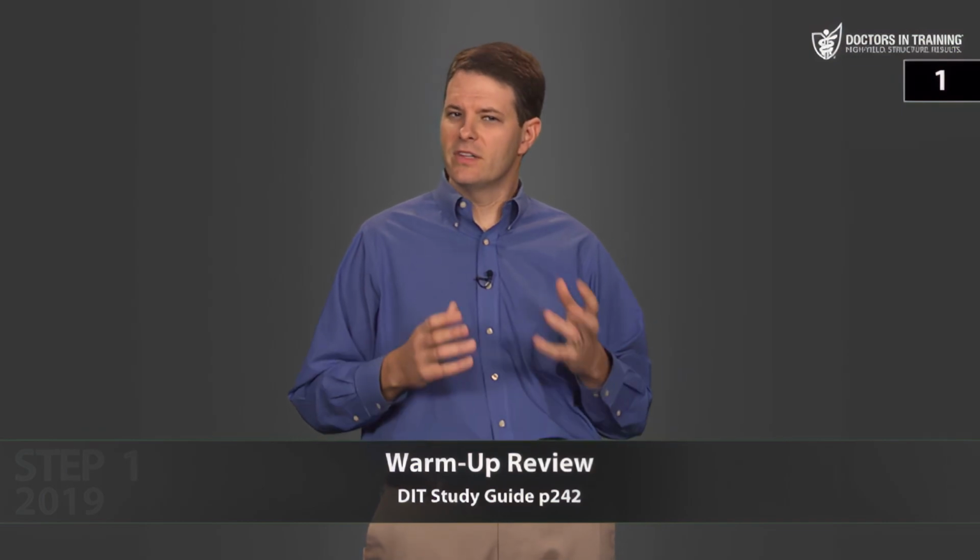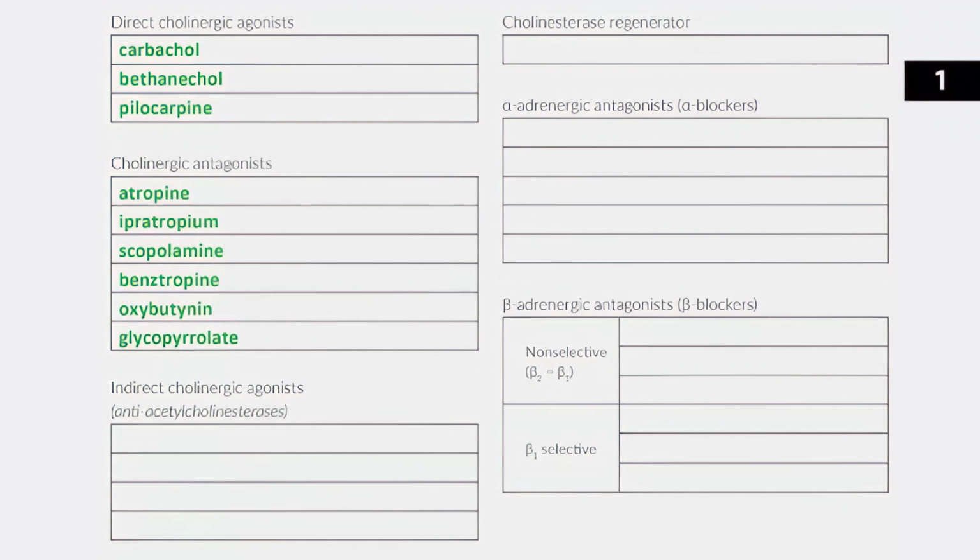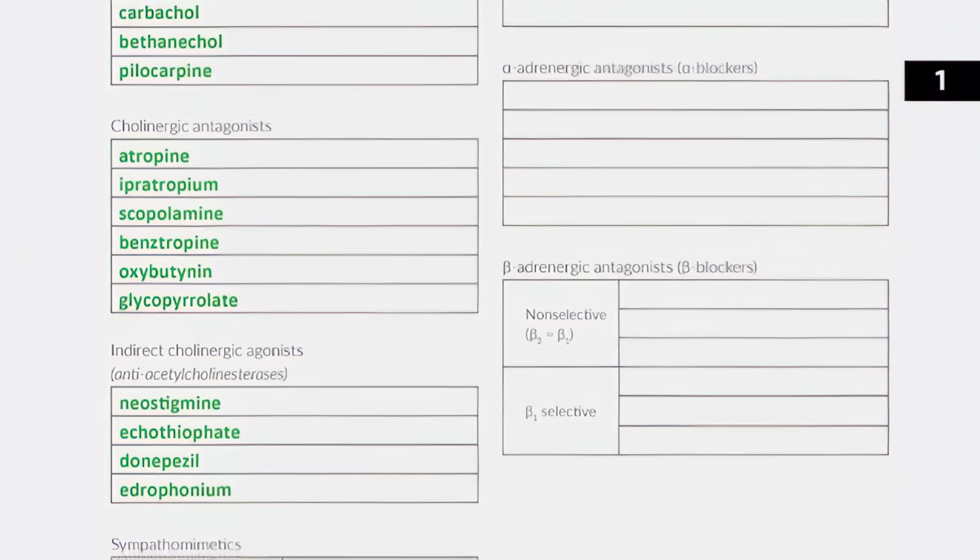Let's go over the warm-up. The question asks you to categorize all these different drugs, which is definitely high yield. So the direct cholinergic agonists include carbachol, bethanechol, and pilocarpine. Then the cholinergic antagonists are atropine, ipratropium, scopolamine, benztropine, oxybutynin, and glycopyrrolate. The indirect cholinergic agonists, or anti-acetylcholinesterases, include neostigmine, echothiopate, donepezil, and edrophonium. So a lot of these drugs end in the ending stigmine, such as pyridostigmine and physostigmine, but those weren't listed here. So be sure you know the rest of these.